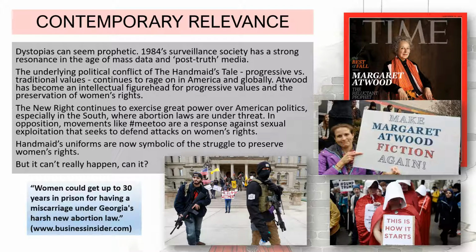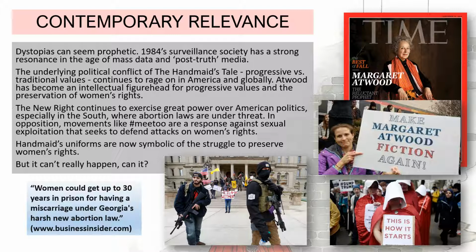At the time of writing 1984, Orwell couldn't really have predicted things like Facebook and Amazon and these mass data surveillance societies. He also couldn't have predicted our kind of post-truth media in which the truth is something that can really be argued over or bought. But lo and behold, we have those features in our society, and they make 1984 seem even more resonant, even more relevant. And the same is true of The Handmaid's Tale.